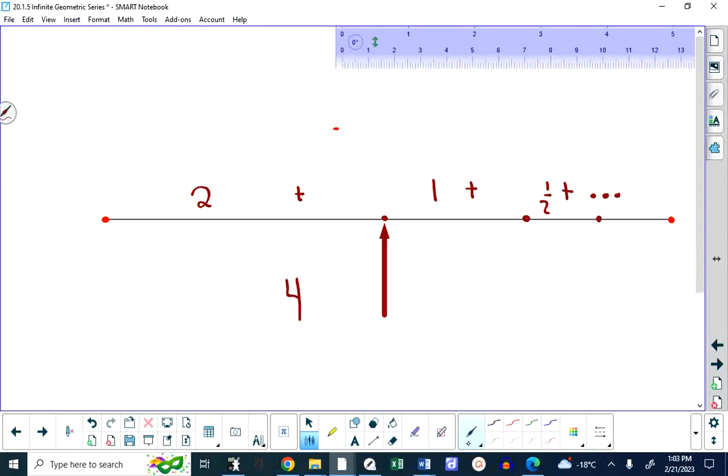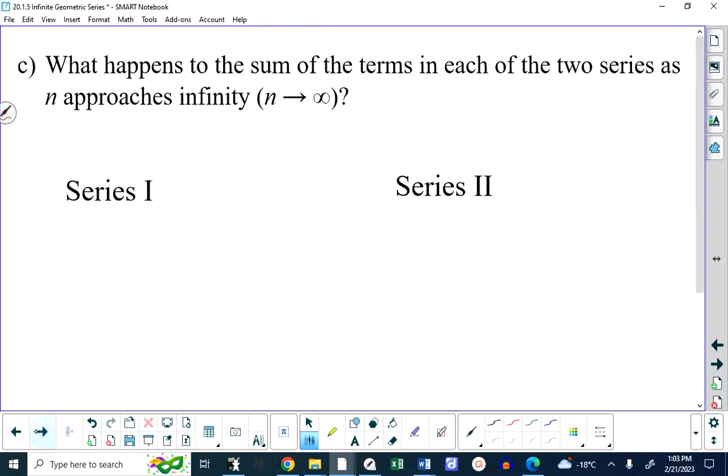So this sum is going to be 4. When we talk about the sum of all of the terms, of the infinite number of terms, it's going to be 4. Keep that in mind as we work through the rest of this. Okay, what happens to the sum of the terms in each of the two series as n approaches infinity? Well, let's talk about series 2. As n, the number of terms we're adding, approaches infinity, the sum of those terms will also approach infinity.